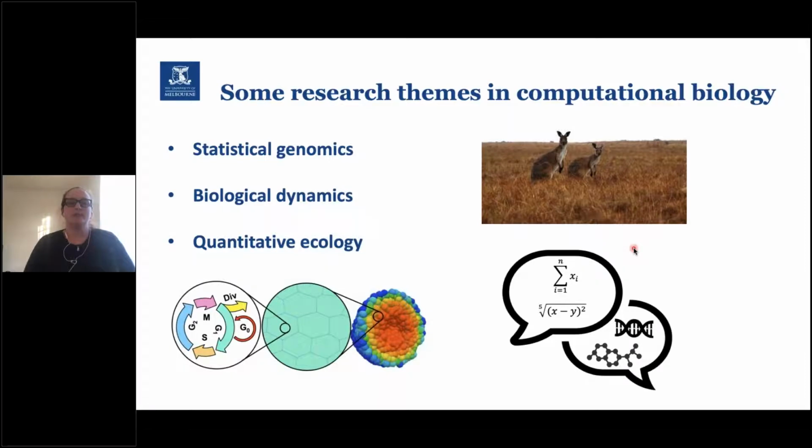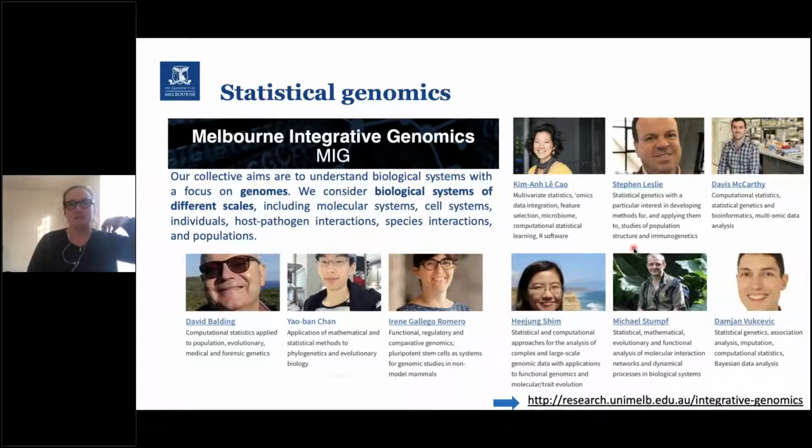So the first broad theme is statistical genomics, and for those of you who aren't sure what this is, statistical genomics is a broad field of research that tries to understand biological systems with a focus on genomes. So that is a focus on the genetic material that makes up organisms. And this focus could be at a variety of scales.